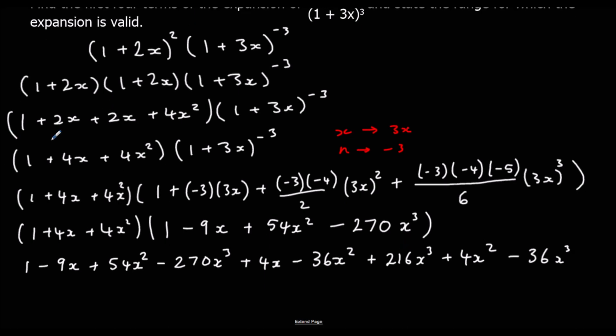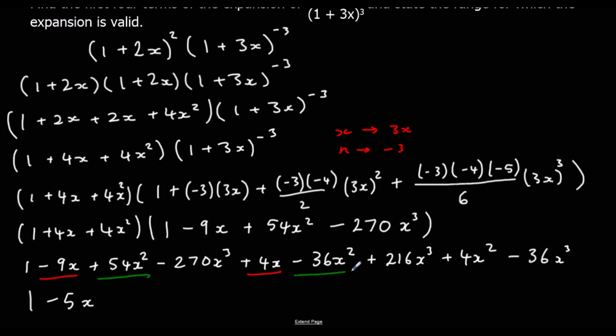So finally, collecting like terms. So we've just got 1 as the number. Then x's, negative 9 plus 4. Negative 9 plus 4 is negative 5. X squareds.